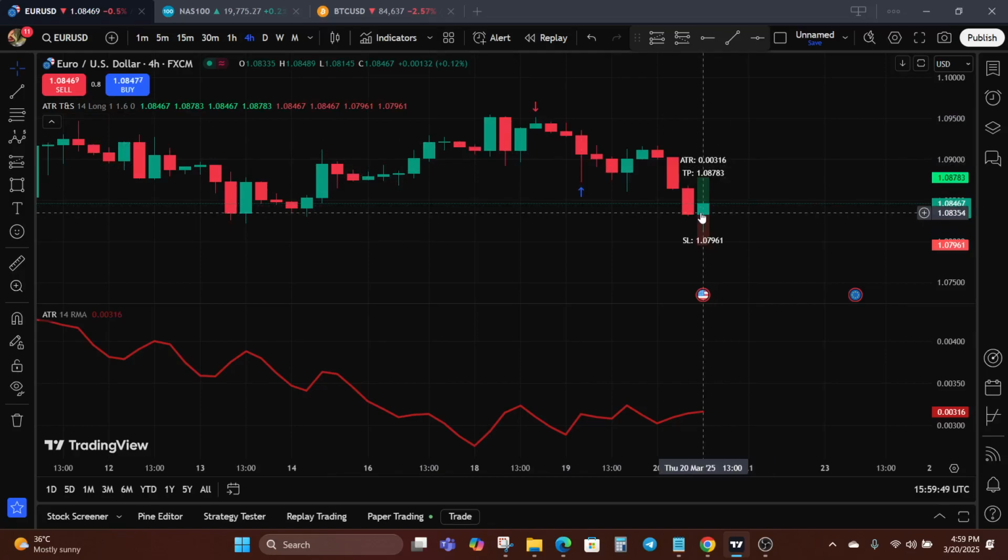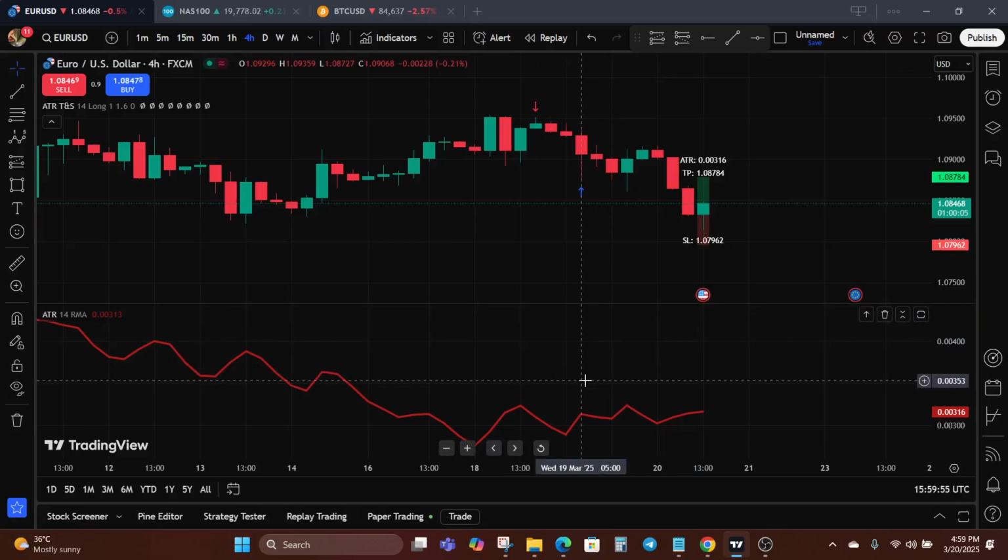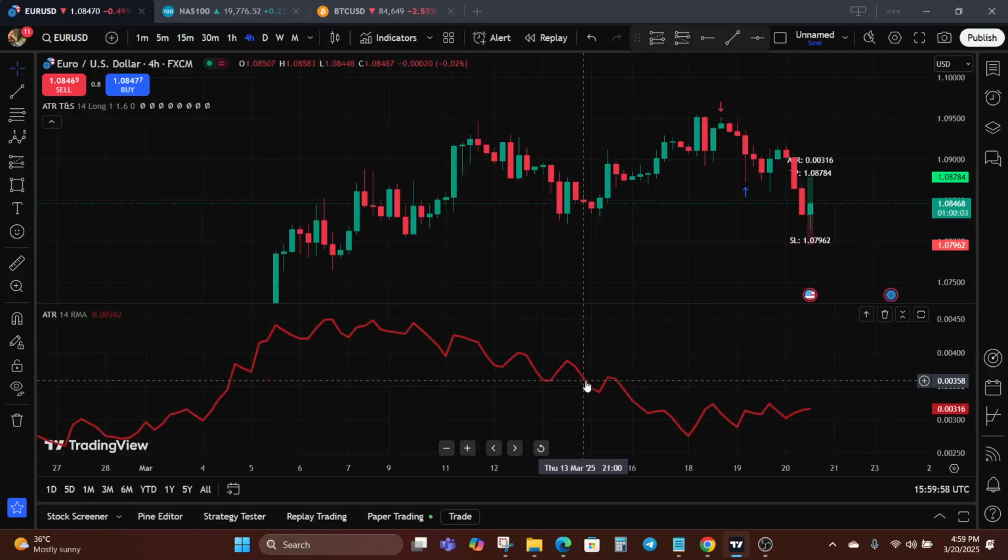All right. Now, unlike trend indicators like moving averages or RSI, the ATR does not show direction. It shows how much price typically moves in a given time frame. Now, this makes it an excellent tool for setting take profit and stop loss levels.